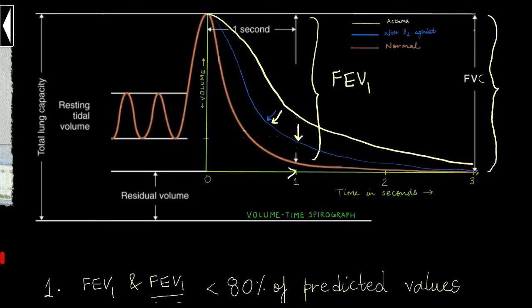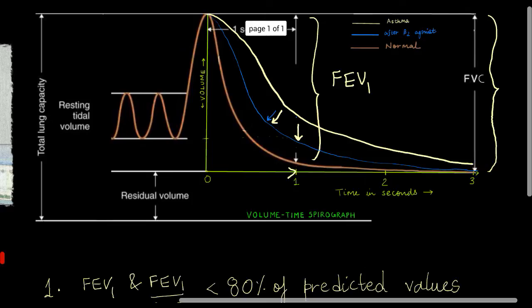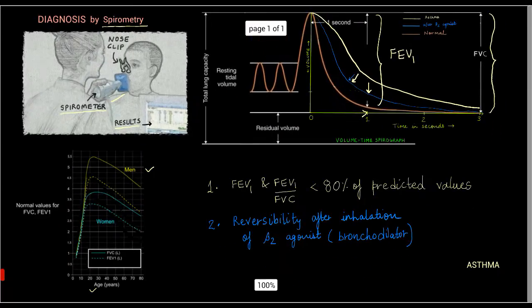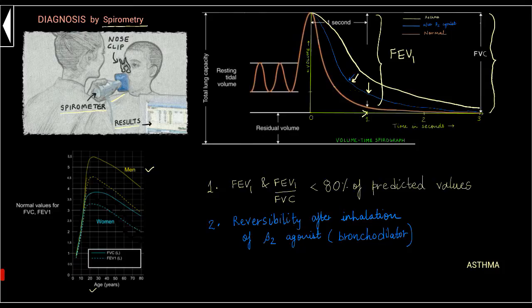So if these two findings are present, that is FEV1 and FEV1/FVC ratio are less than 80% of predicted reference values, and there is reversibility after inhalation of beta 2 agonist, then it confirms asthma.